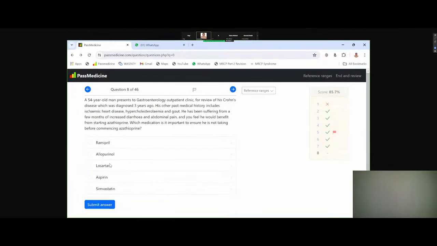Which medication is it important to ensure he is not taking before commencing azathioprine? So allopurinol increases the toxicity of azathioprine. So you must be careful about this. This is what we are going with.